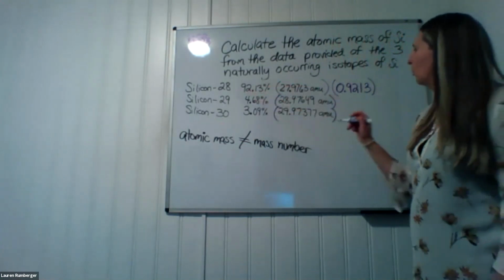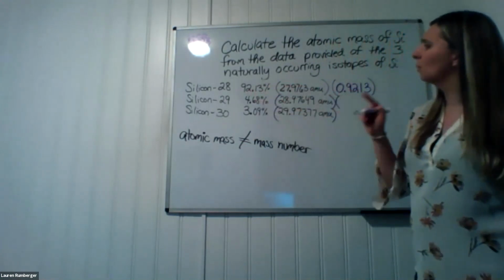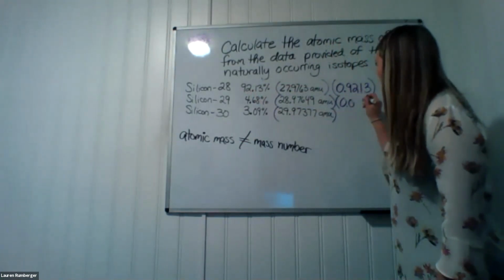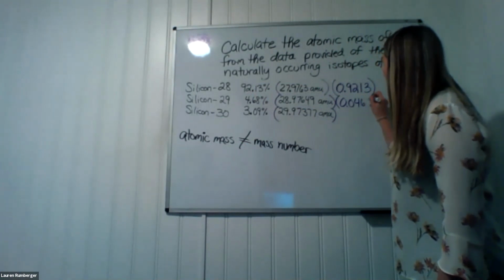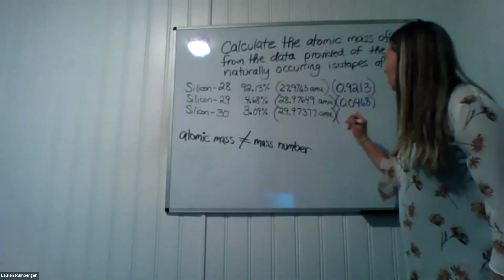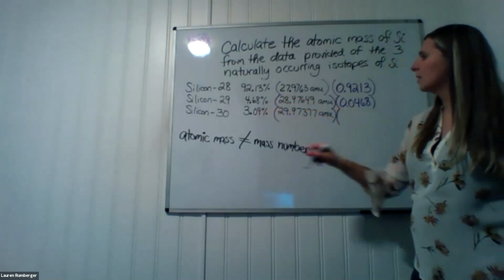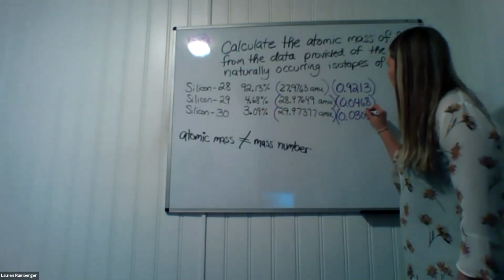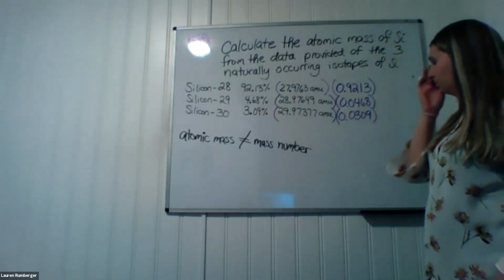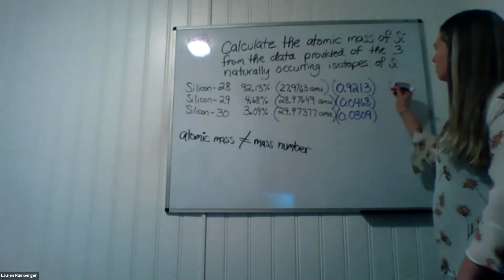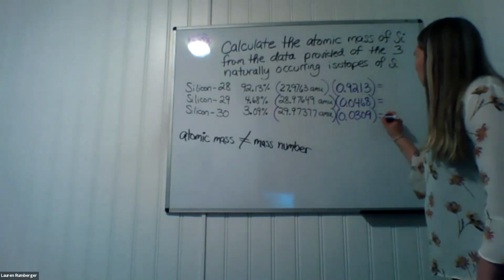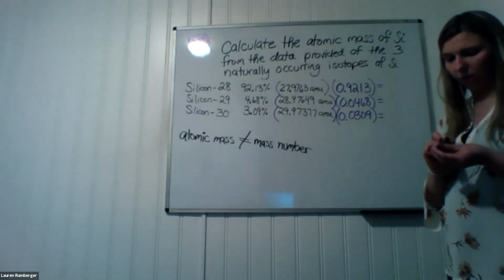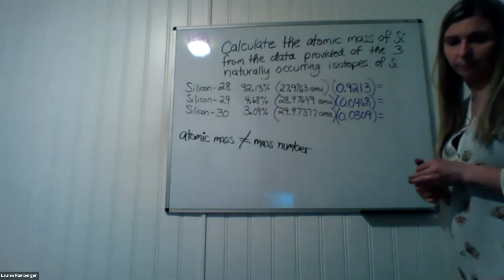Do the same thing for the other 2 isotopes. So for silicon-29, that one is 4.68% abundant. So we're going to multiply this by 0.0468. And for silicon-30, you're going to see that this will be 0.0309 as a decimal. So now once you have this, we're going to solve each one of these and then add them together to give us our atomic mass.